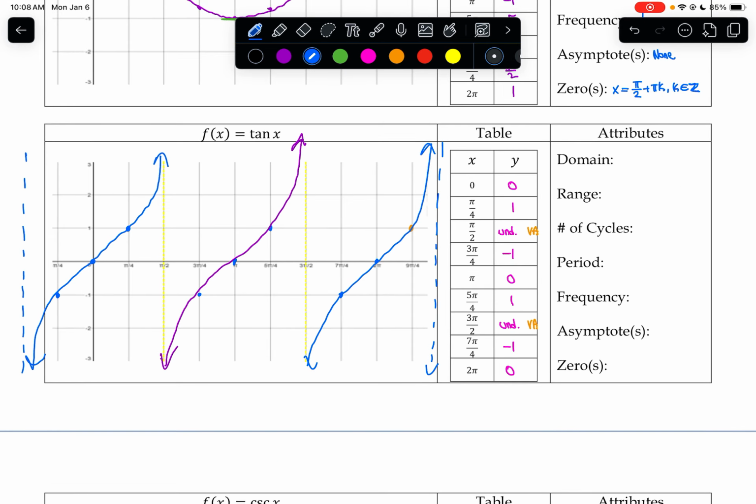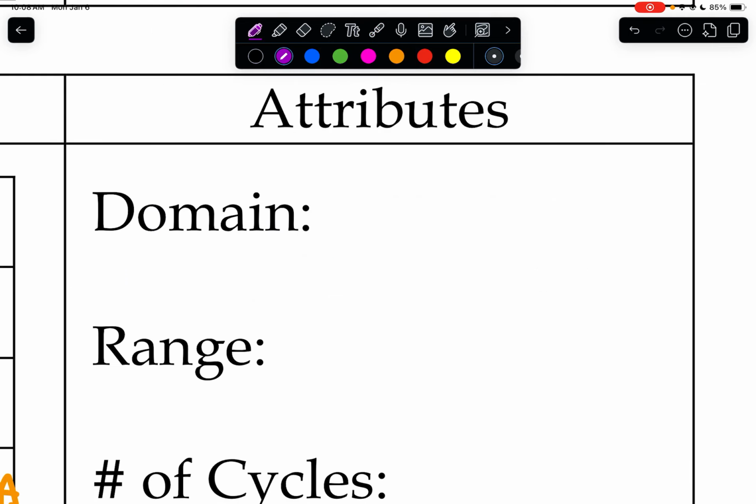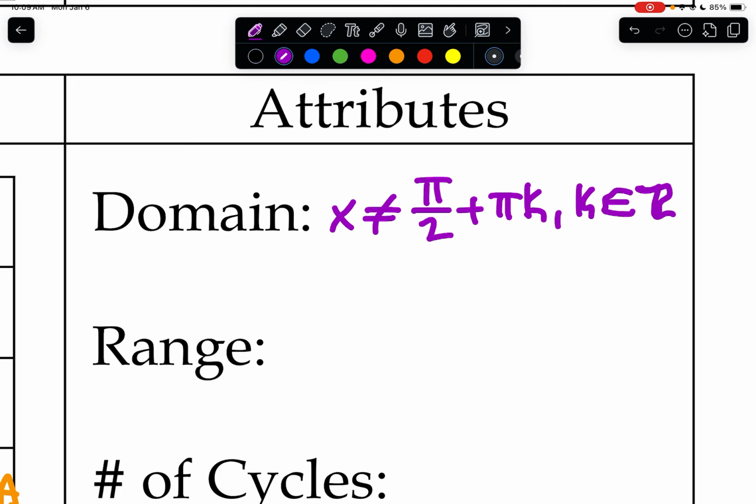Okay, so for your domain, we're just going to be looking to see when it's not defined. So we essentially need to write the equations of all the asymptotes. Okay, so for your domain here, you're going to say it's all the x values where we're not equal to those asymptotes, which would be pi over 2 plus pi k, where k is an element of the integers.